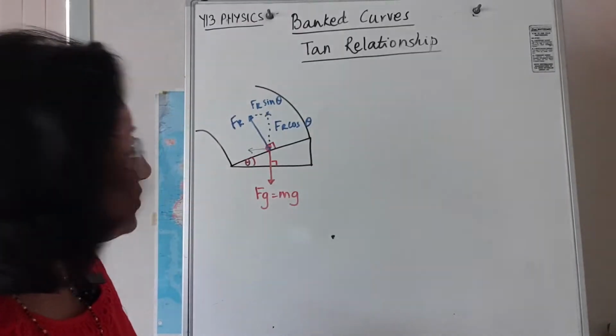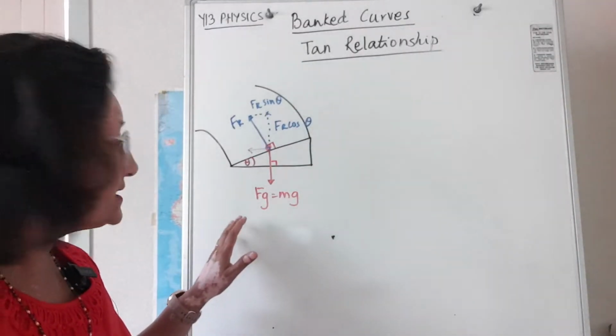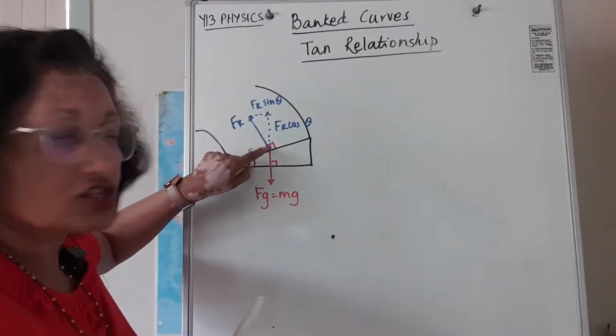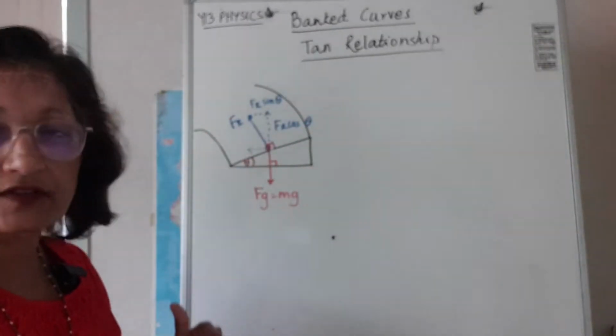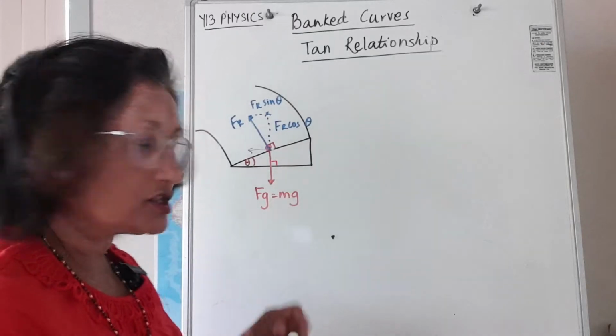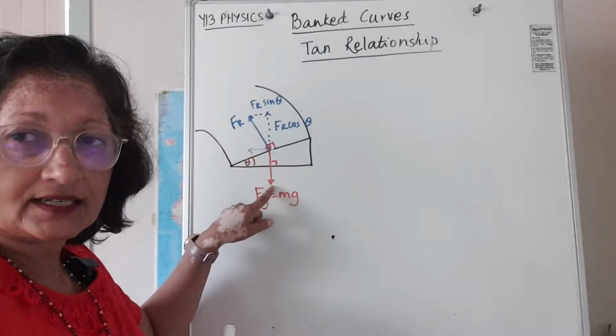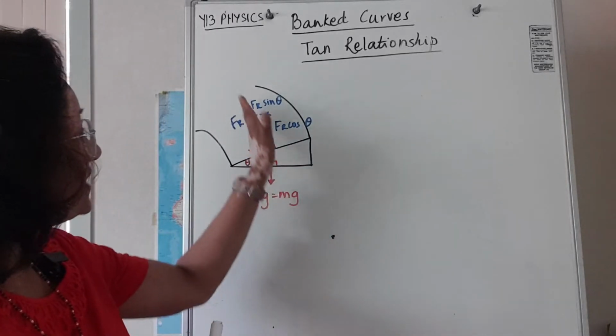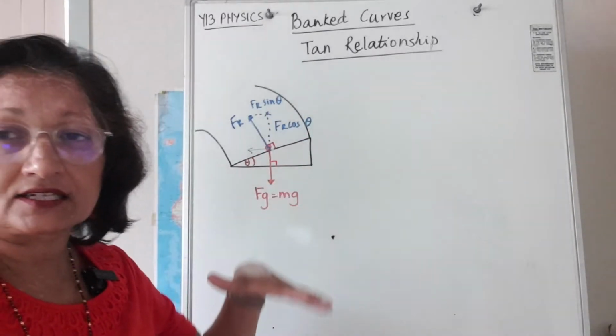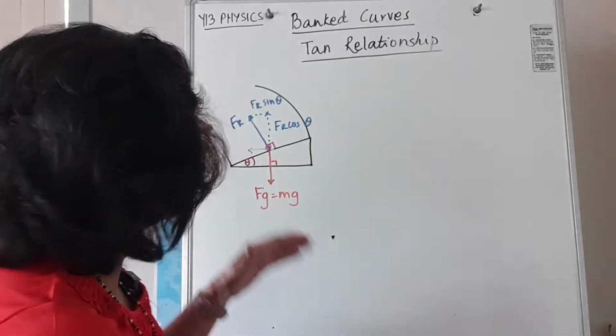Okay, so what I have here is a banked curve and there is an object over here that is going in a circle but on a banked curve. Now the forces acting on this object: gravity force vertically down, so you show the 90 degrees with the horizontal, and the reaction force which acts at 90 degrees to the surface.